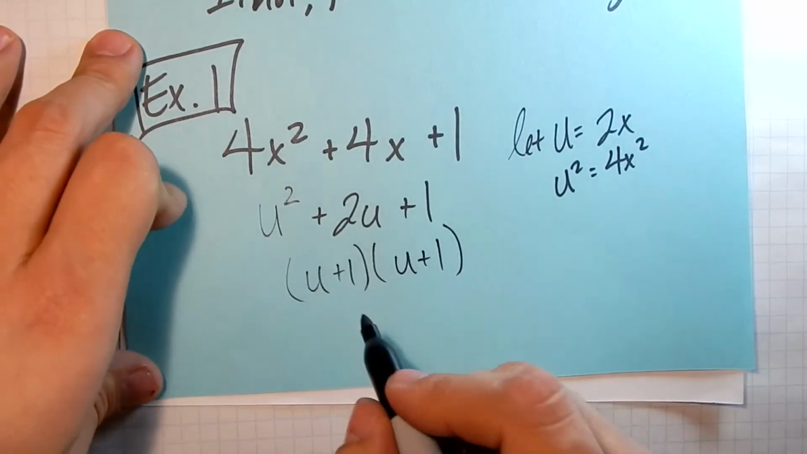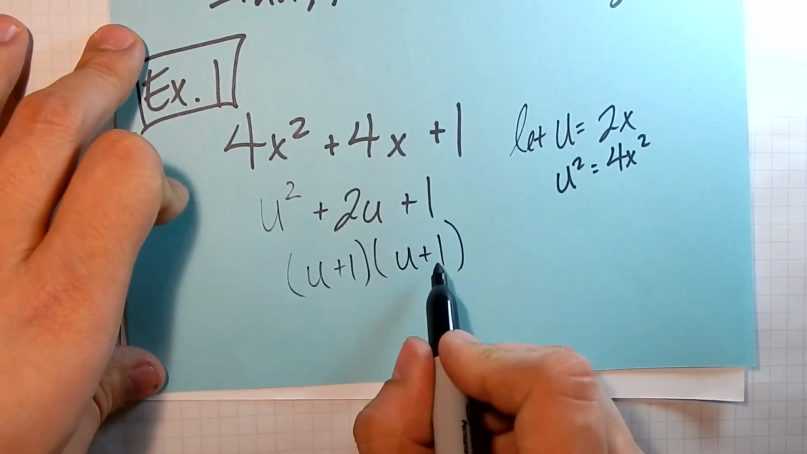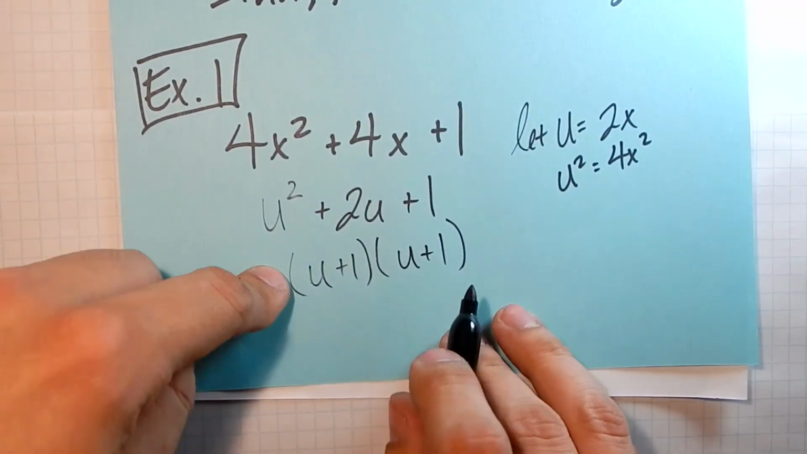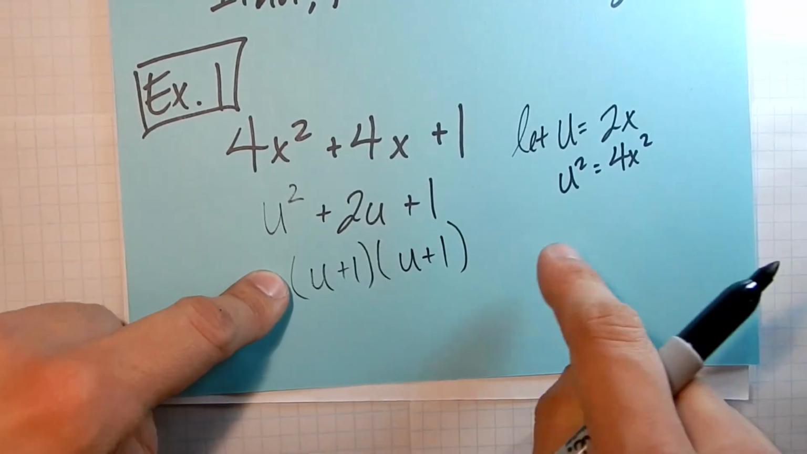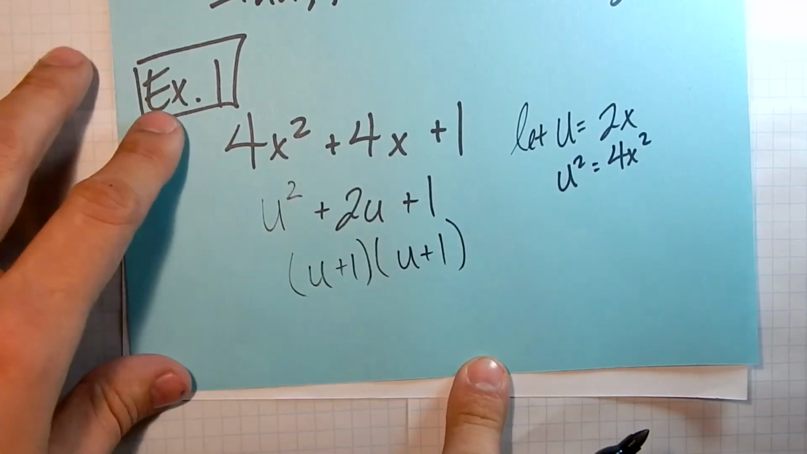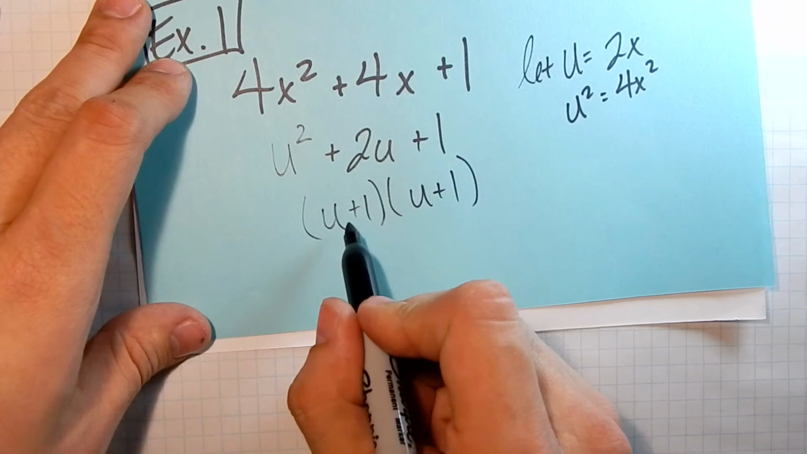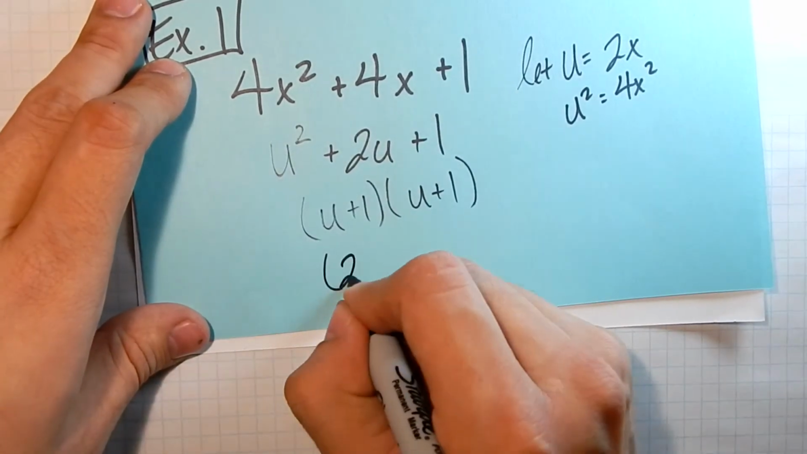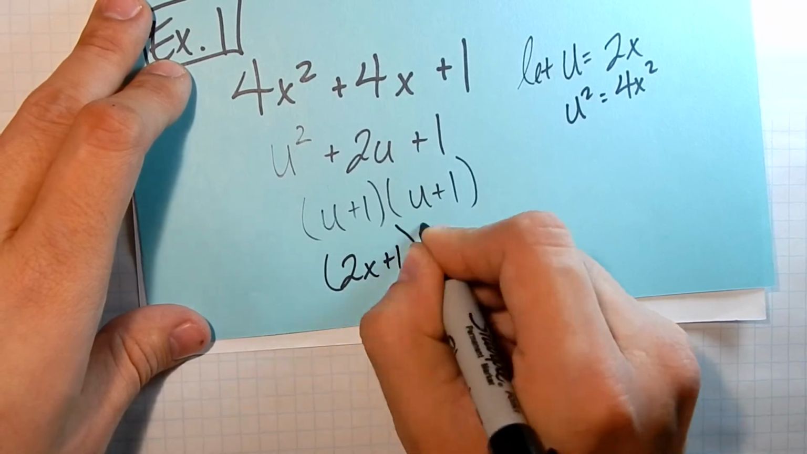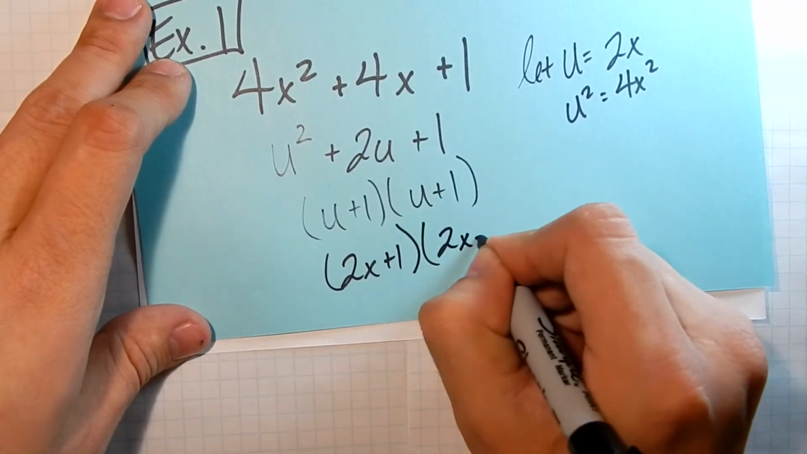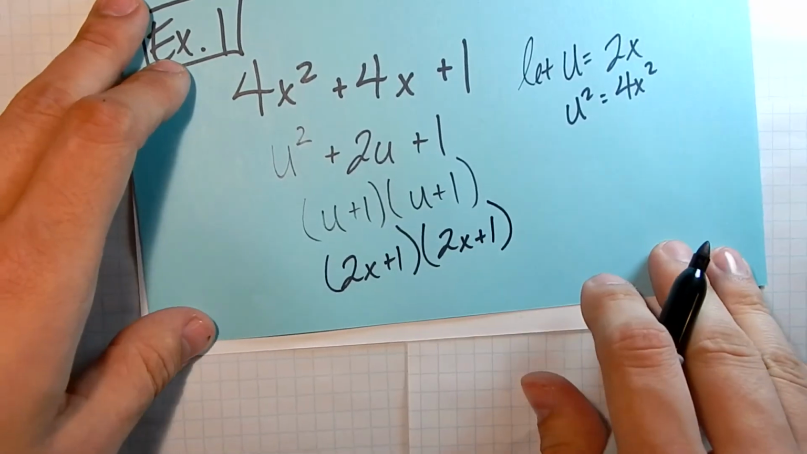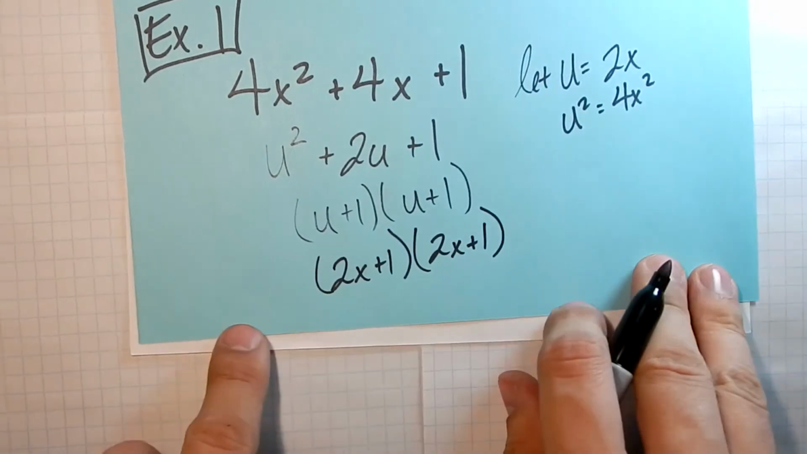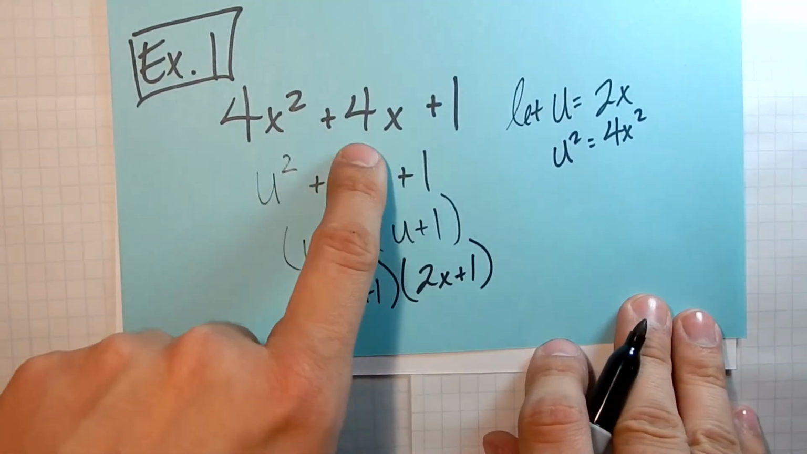Once we have this, we're not completely done yet because we've substituted. At the end, we have to substitute back. So if we have u plus 1 times u plus 1, u, remember, is 2x. So that's 2x plus 1 and 2x plus 1. That is our factored form of 4x squared plus 4x plus 1 using U-substitution.